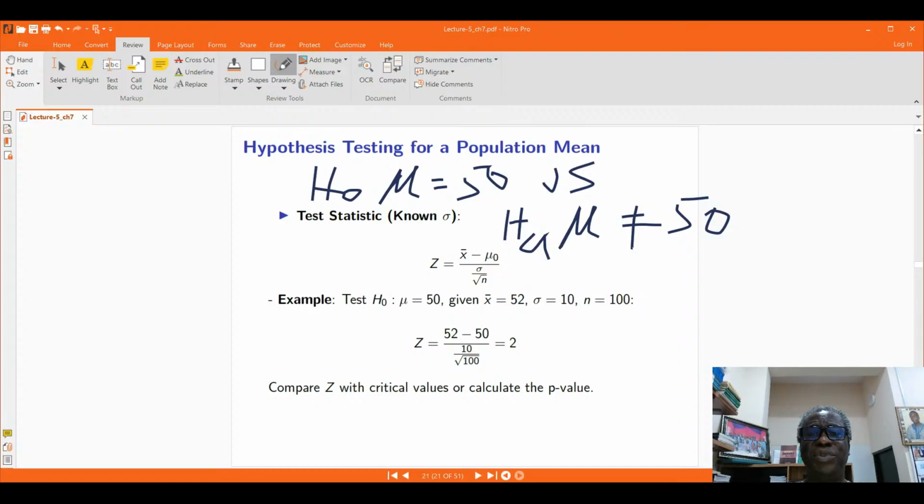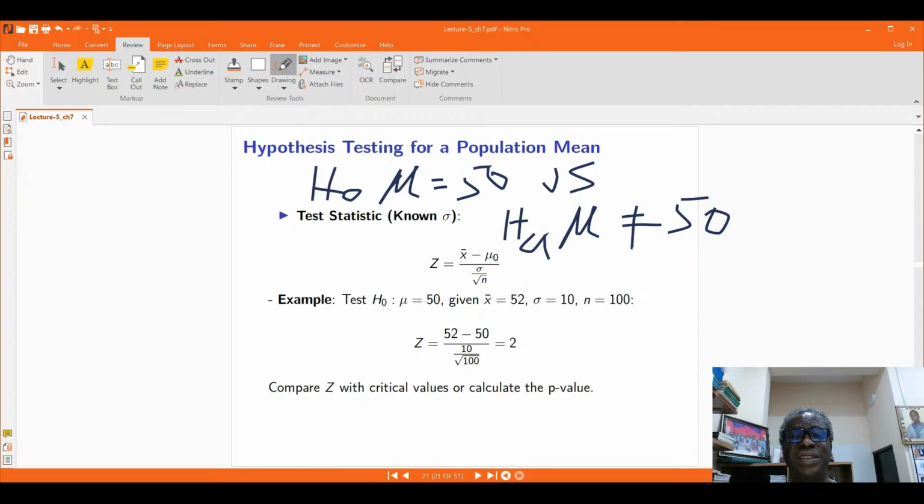That is the hypothesis that we are testing. So we have formulated the hypothesis by that expression, saying the null, the status quo, is that the population mean is 50 versus the alternative, that the population mean is not equal to 50. Remember, the alternative always counters the null.